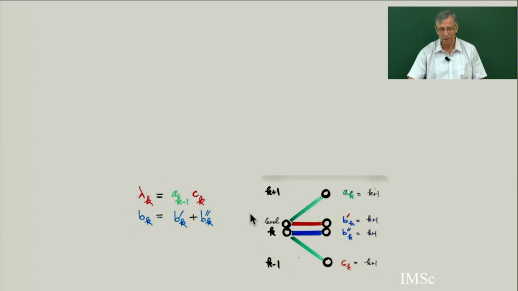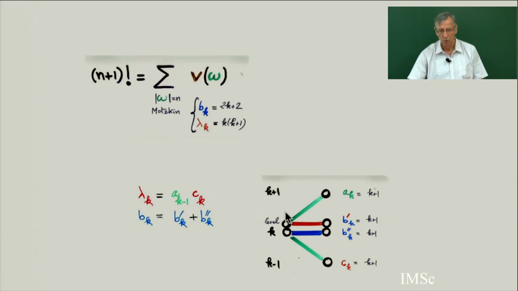And so I define this. I define this valuation: a_k equal k plus 1, b'_k equal k plus 1, b''_k equal k plus 1, c_k equal k plus 1. Just define this, so that you have a lambda_k. When I concentrate the weight on a single southeast step, lambda_k is a_{k-1} c_k. So lambda_k will be exactly k(k plus 1).